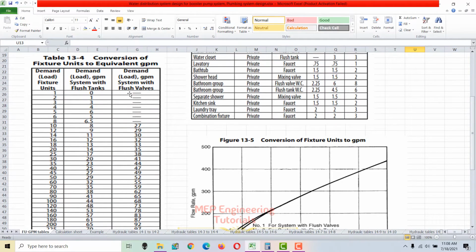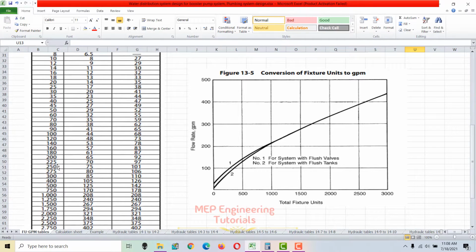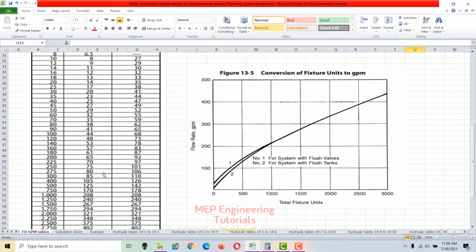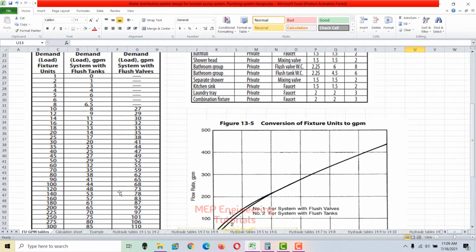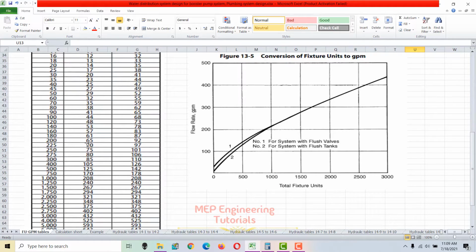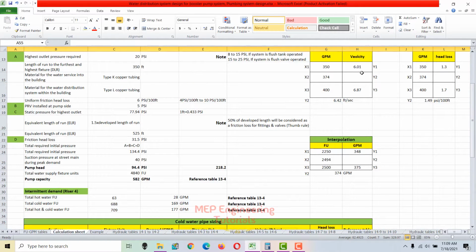This column is for the flush tank, and this one is for the flush valves. For 249, we have 225 and 250 over here. But for hot water pipe sizing, you have to use the flush tank column, not the flush valve column, because we don't have water closets and urinals included in the hot water piping system. So this time we use flush tank for the hot water pipe sizing. We have 225 and 250, that is 70 and 75 GPM.